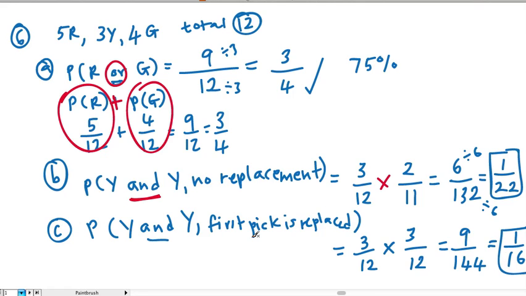So as you can see, if the first sock is replaced, there's a much higher chance. 1 out of 16 is a bigger fraction than 1 out of 22. So if the yellow sock is replaced, if that first sock is replaced, there is a much greater chance of selecting 2 yellows in a row. Okay, that was number 6.